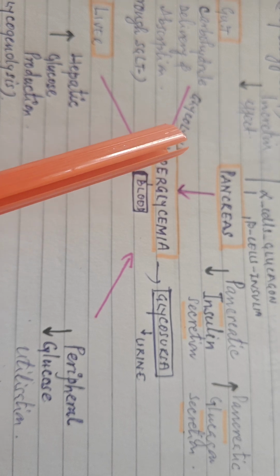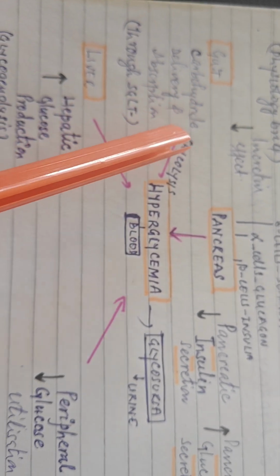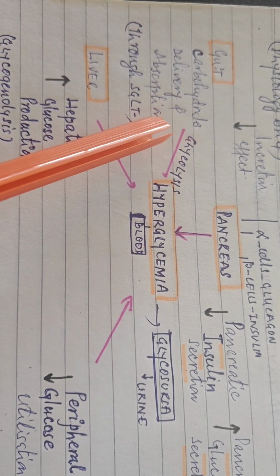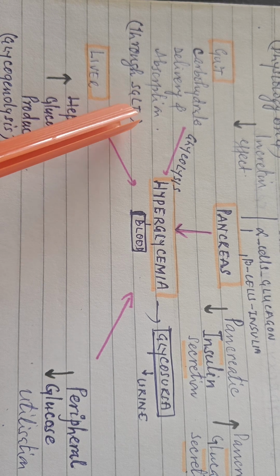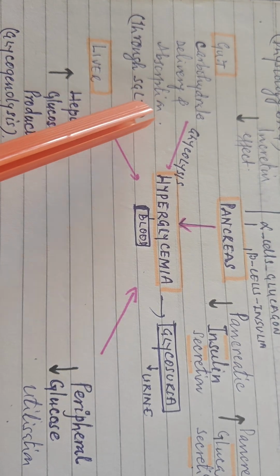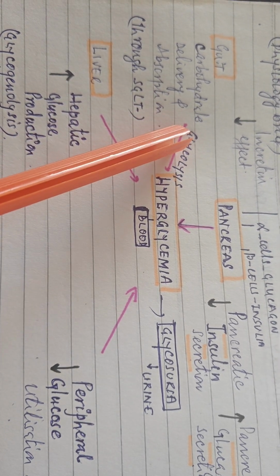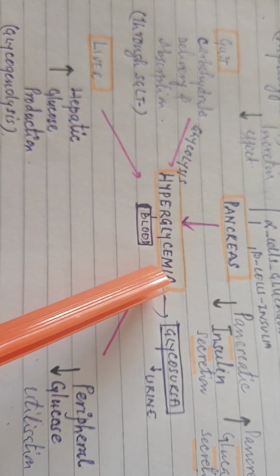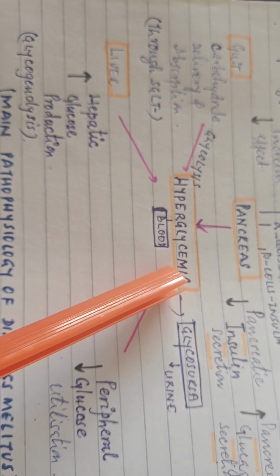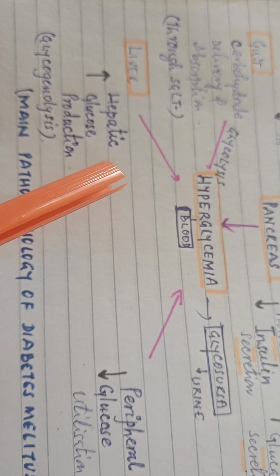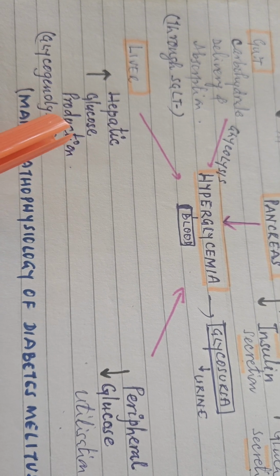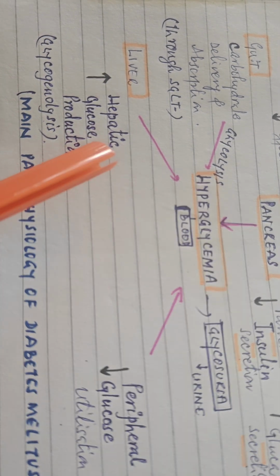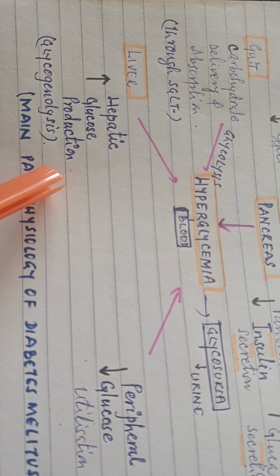And secondly, the absorption of carbohydrates, their delivery etc. through certain transporters, that is maximum. They undergo glycolysis, means breakdown of glucose, and that also leads to hyperglycemia. And thirdly, there is excessive glucose production via liver, via glycogenolysis, that is hepatic glucose production is excess.